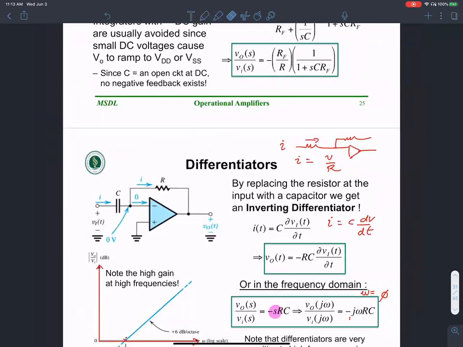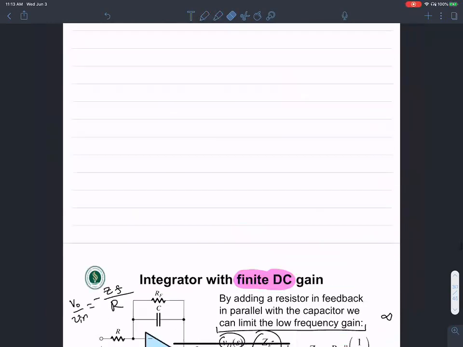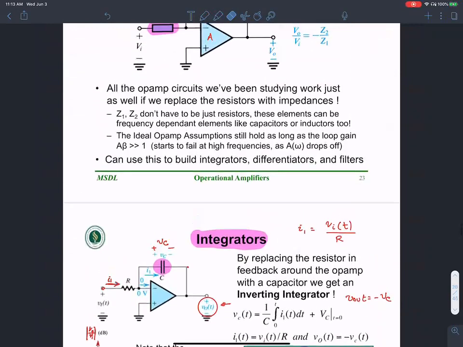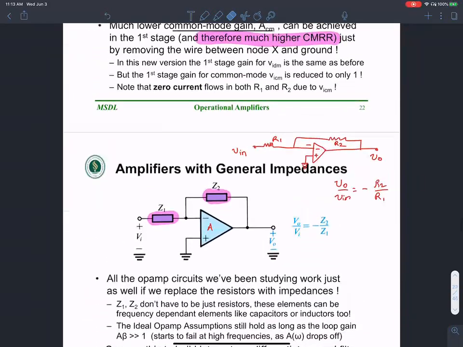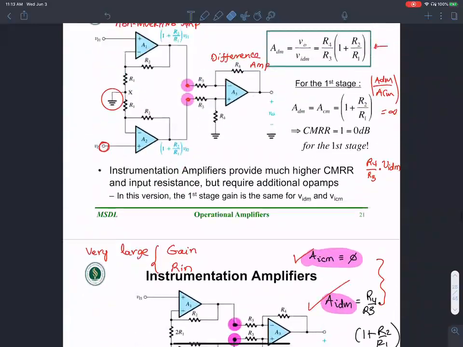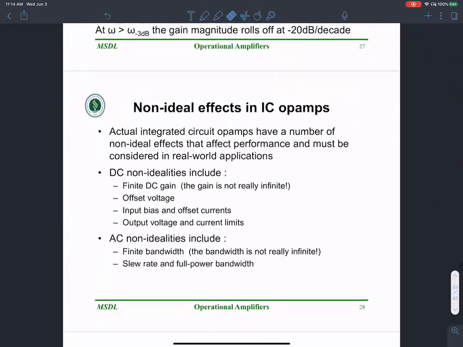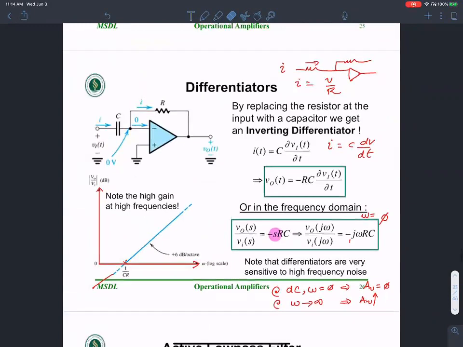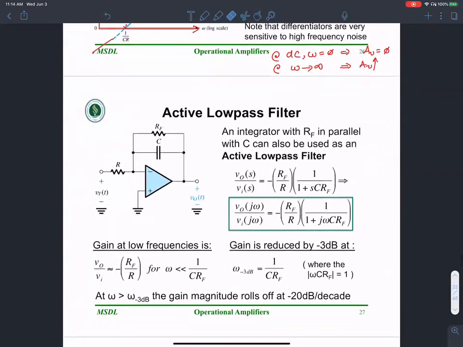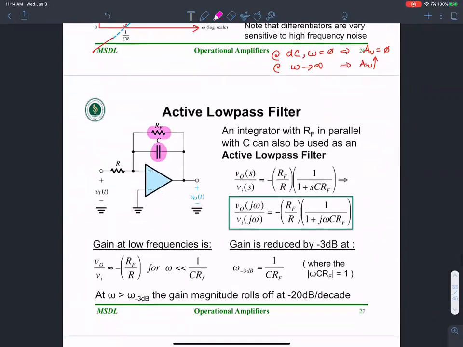Okay, so we are looking at the different circuits that we can build out of op-amps. We looked at differentiators, integrators with a finite DC gain, instrumentation amplifiers, quite a bit. So we are making good progress. That's the idea of differentiators. And as it turns out, the integrator with a finite DC gain that we looked at earlier is actually a low pass filter, actually an active low pass filter.